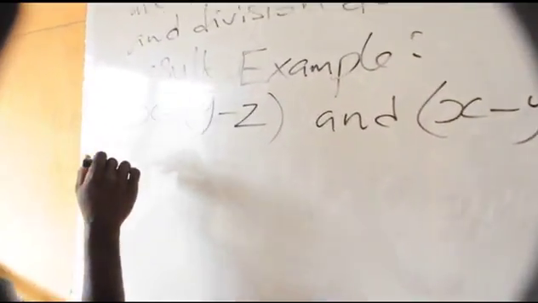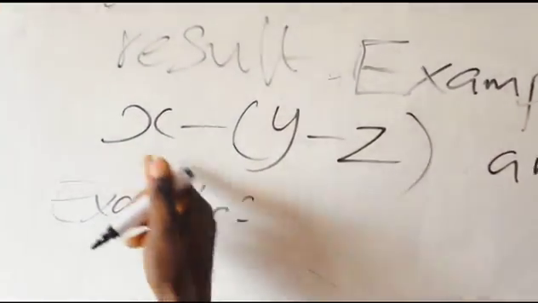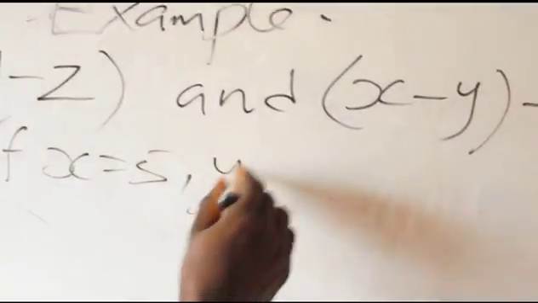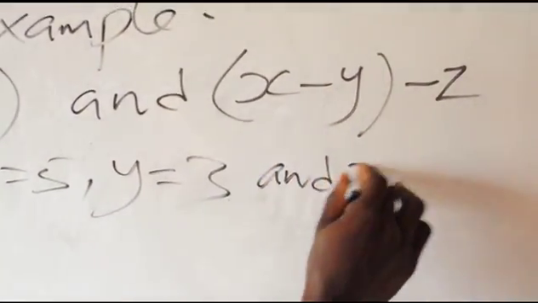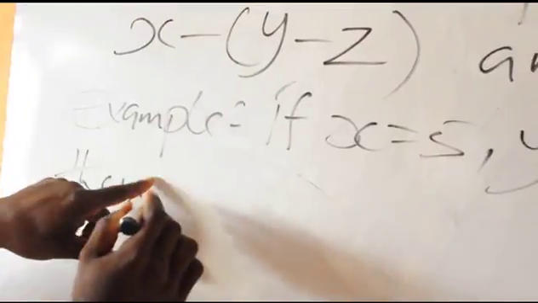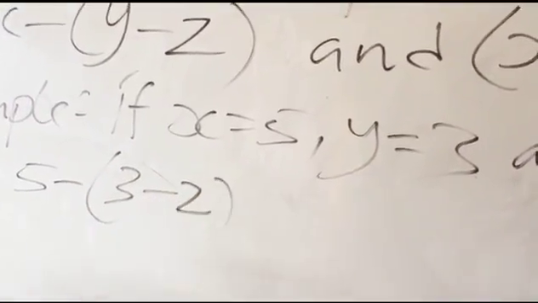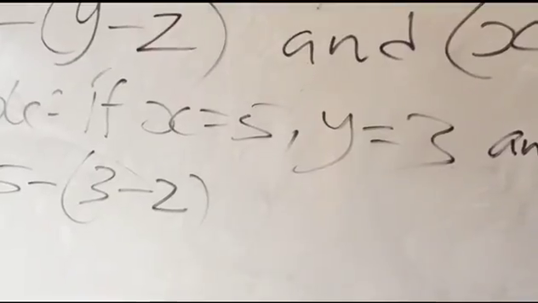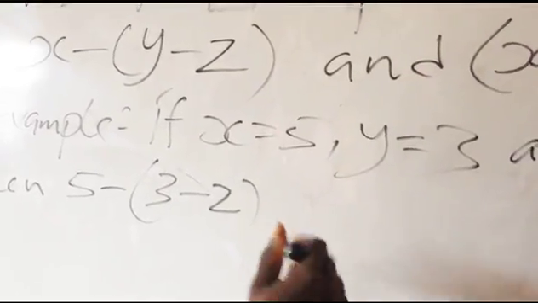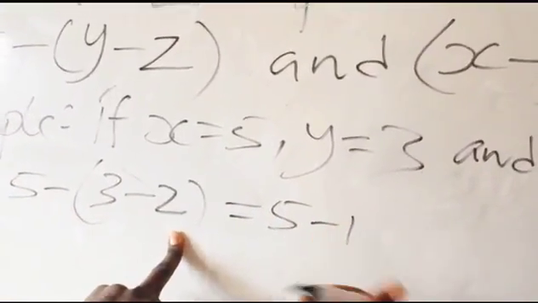So, example here. If x is equal to 5, y is equal to 3, and z is equal to 2, then 5 outside the bracket minus (3 minus 2) in bracket. So here you see that 3 minus 2 will give us 1. Then 5 minus 1 will give us 4.